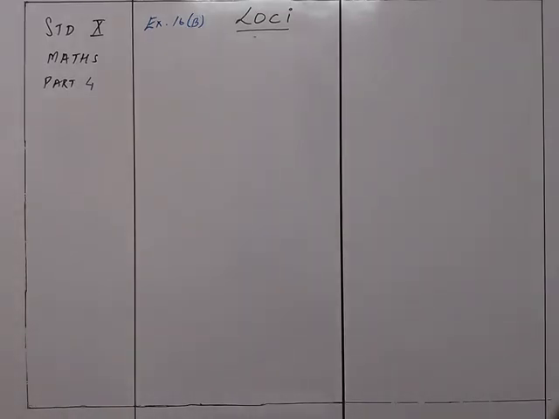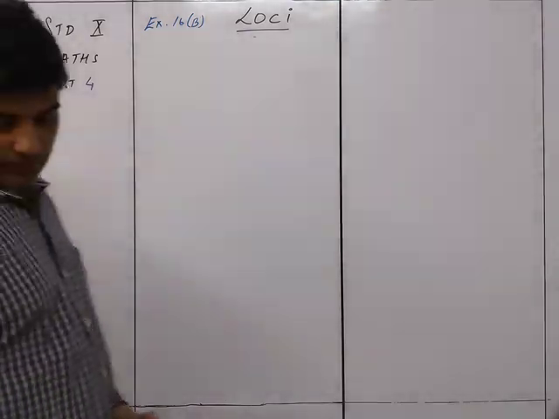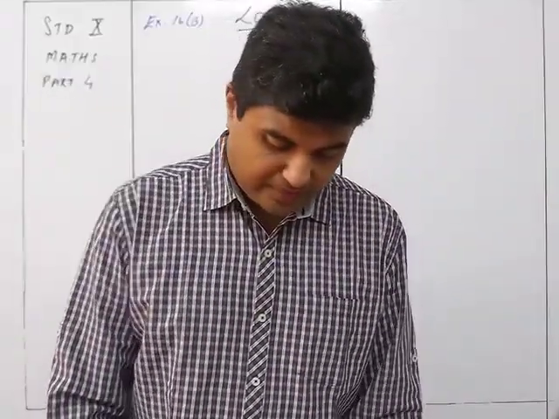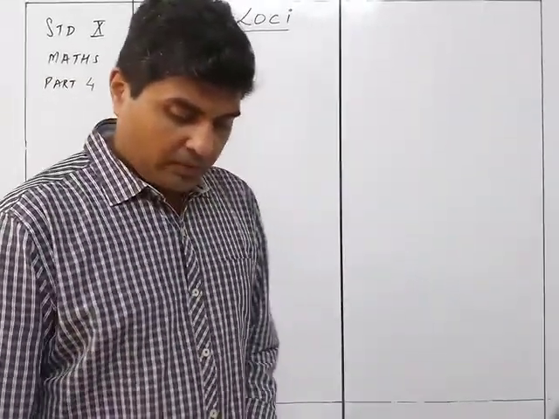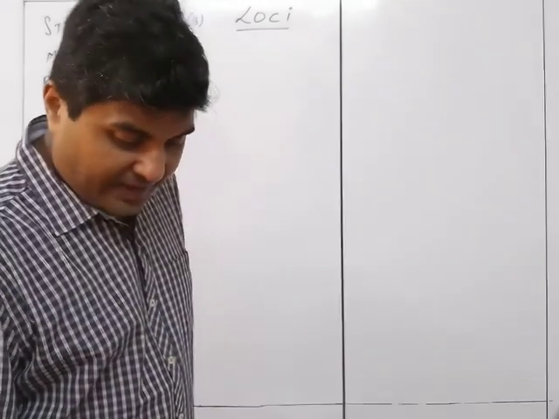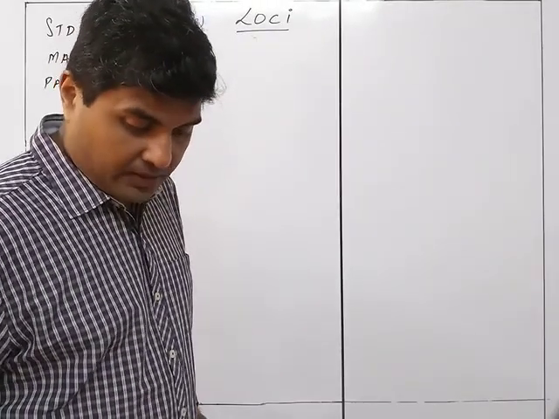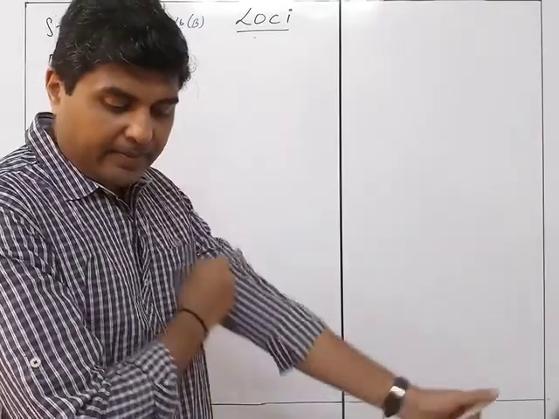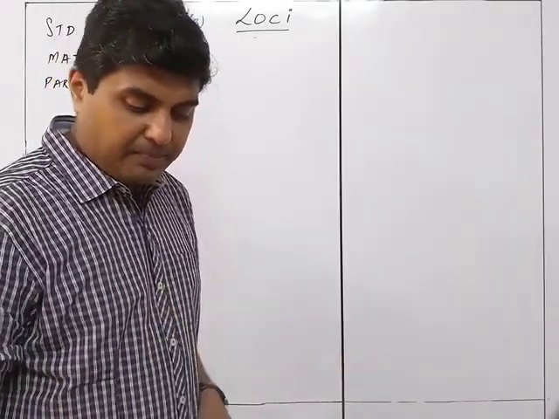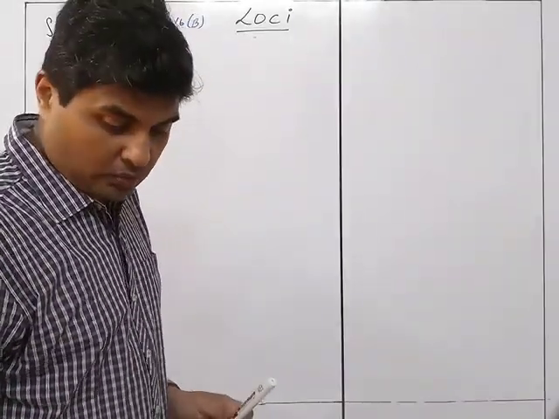We now move on to sum number 19. We're done with sum number 17 in the previous video. We now do sum number 19 of exercise 16b. Angle ABC is equal to 60 degrees and BA is equal to BC is equal to 8 centimeters.